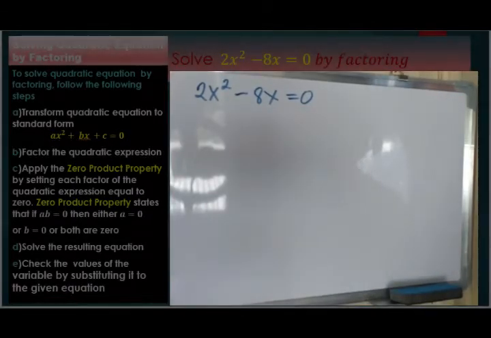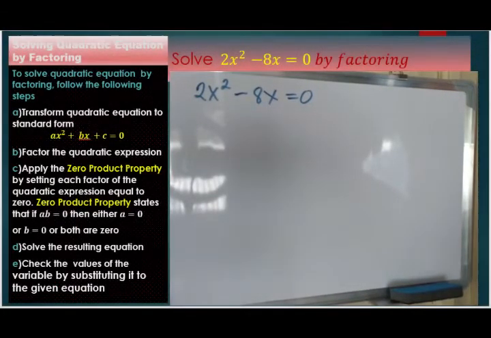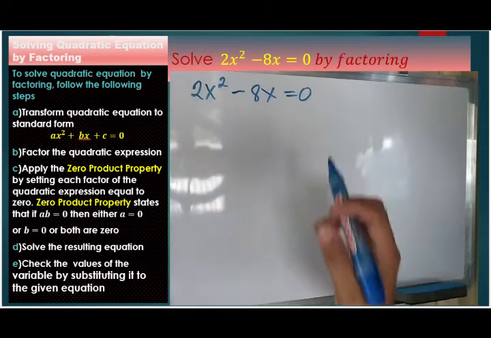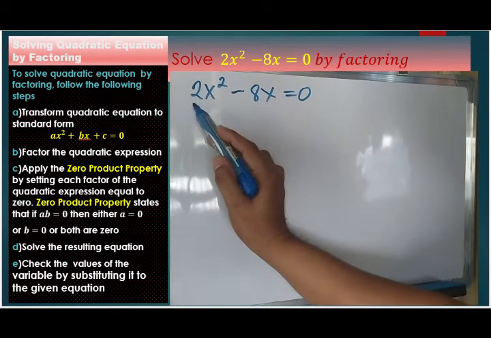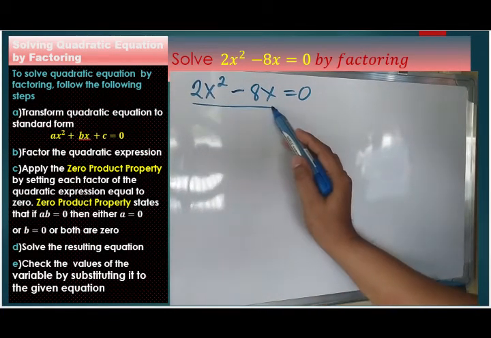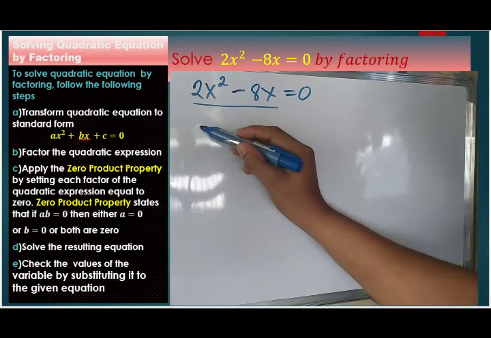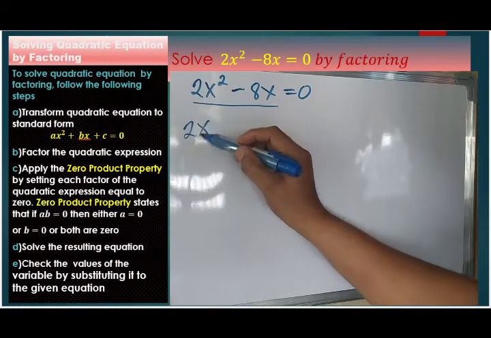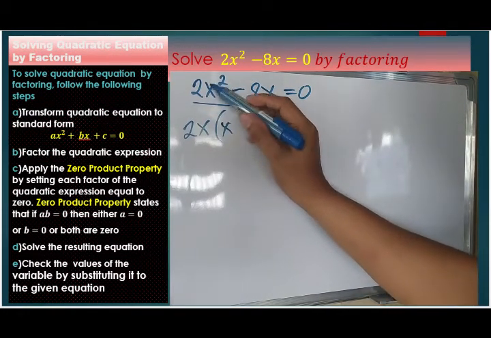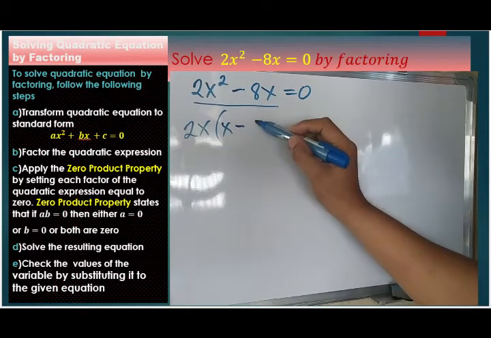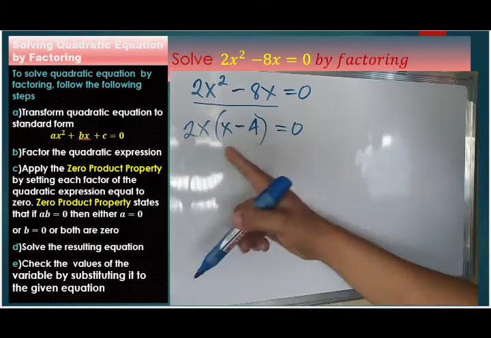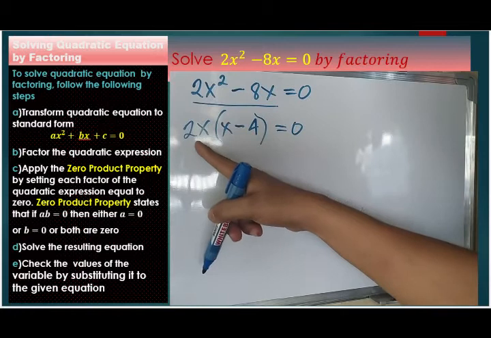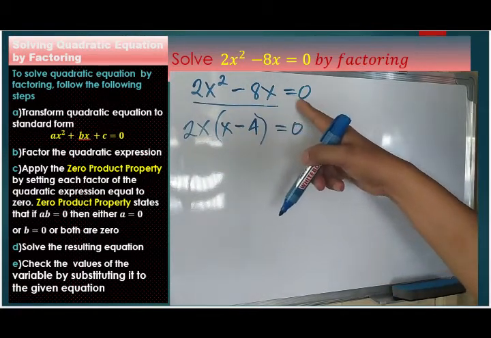So let's say, for example, 2x squared minus 8x is equal to 0. The equation is already in standard form. So what you need to do is to factor the quadratic expression. The quadratic expression here refers to these terms. So you have factoring 2x squared minus 8x, factor out the common factor. We have 2x times x is 2x squared, and then minus 2x times 4 is equal to 0. To check, 2x times x is 2x squared. Then 2x times negative 4 is minus 8x is equal to 0.